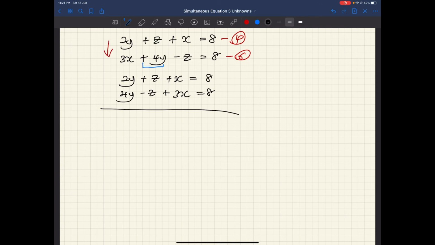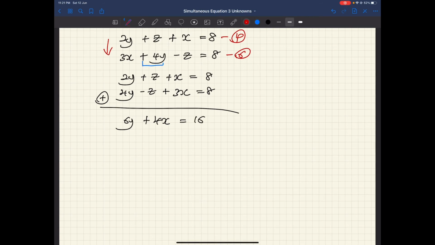For me to eliminate my z, I have to add the equations. So when I add, I get 6y, positive z minus z goes to 0, so I'm not going to write that. x plus 3x will be 4x equal to 16. So now I have my 8th equation. Earlier you had your equation 7, now you have your equation number 8.